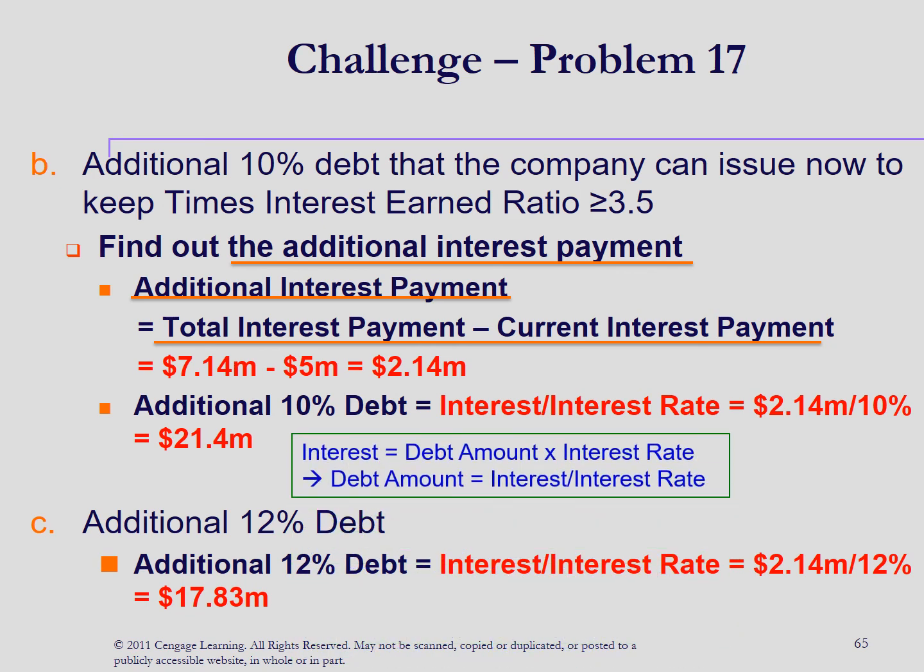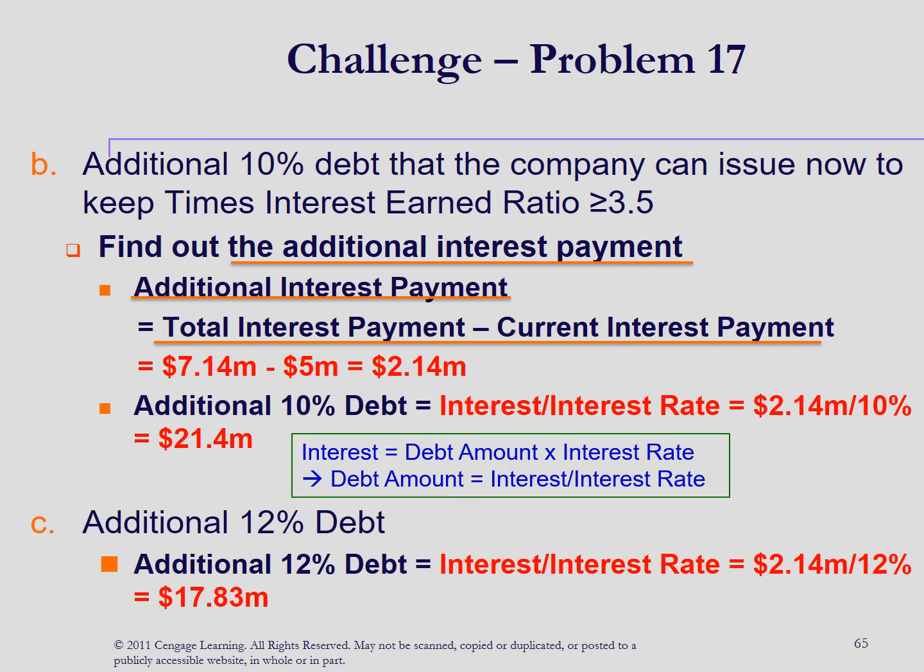Recall, we have the formula: interest charges are equal to debt amount multiplying interest rate. That is, debt amount is equal to interest charges divided by interest rate. So, the additional 10% debt is calculated by additional interest payment divided by interest rate. We have additional interest payment of $2.14 million, interest rate of 10%. So, the additional 10% debt is $21.4 million.